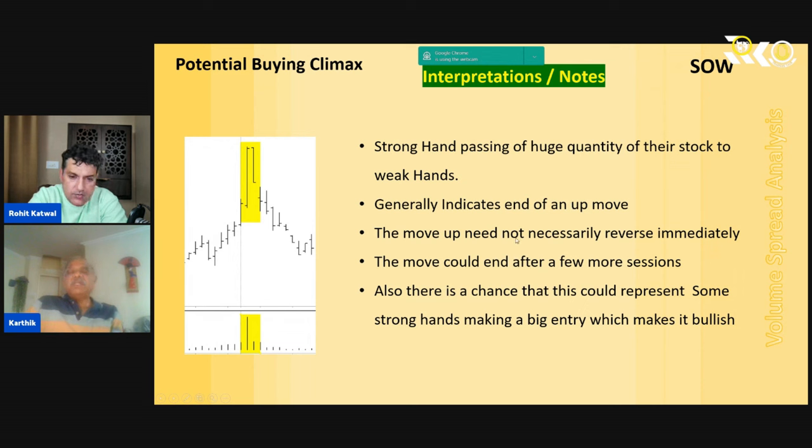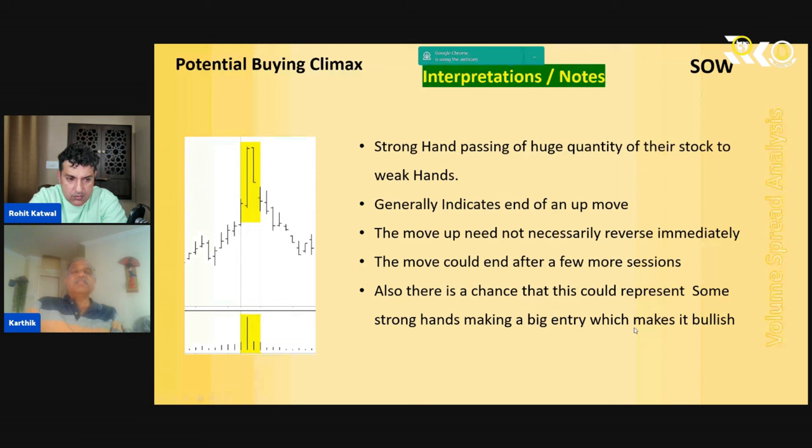The move need not necessarily reverse immediately. It could end after a few more sessions. Okay, there could be still more supply left, and that has to be passed on to the weak hands. Then only the beating down of these prices can happen. You made a very good observation that it could be big institutional money coming in here, some strong hands making a big entry. That's exactly what you said, big institutions making a big purchase.